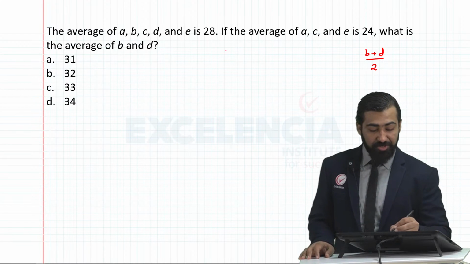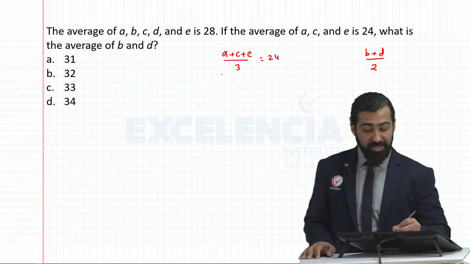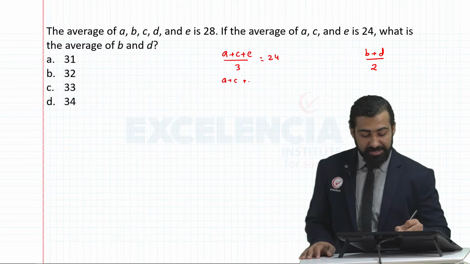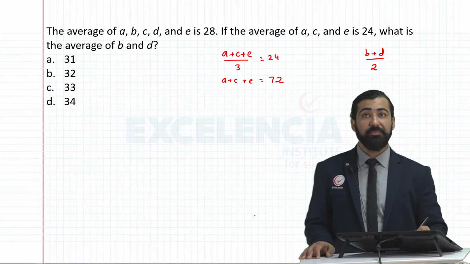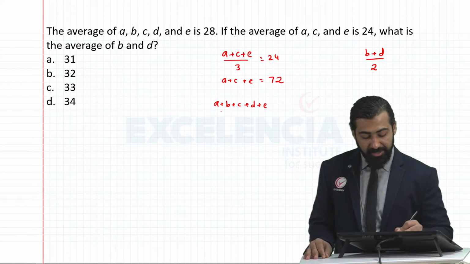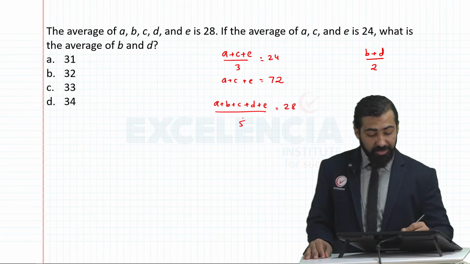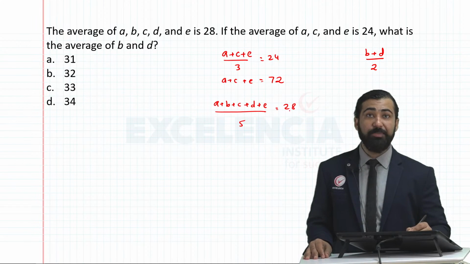It has been given to you that (A plus C plus E) divided by 3 is equal to 24, because that average is 24. That means A plus C plus E will come out to be 24 times 3, or 72. Similarly, (A plus B plus C plus D plus E) divided by 5 is equal to 28. I'll take 5 to the other side and multiply with 28 there.